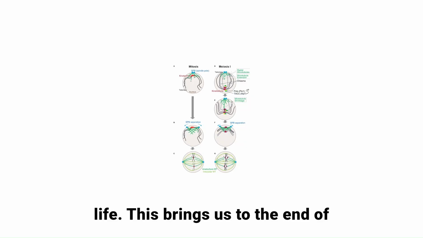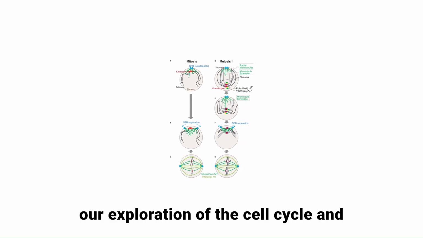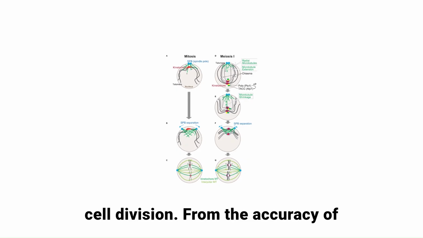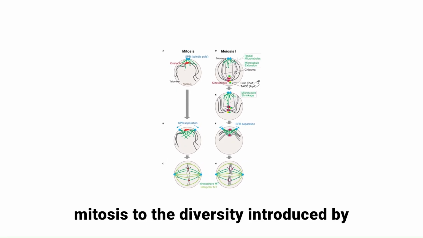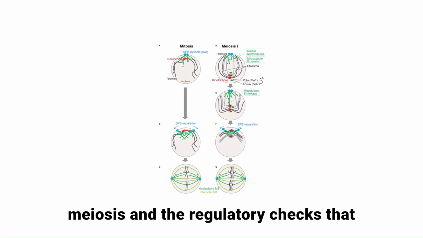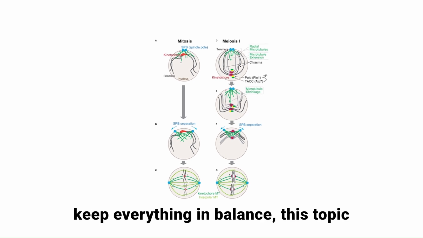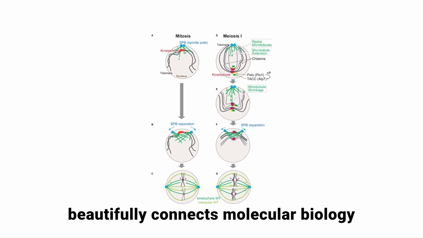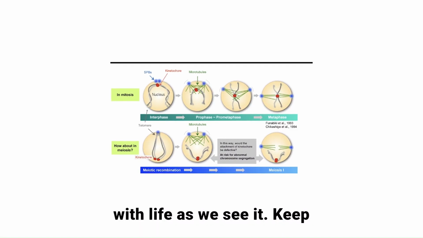This brings us to the end of our exploration of the cell cycle and cell division. From the accuracy of mitosis to the diversity introduced by meiosis, and the regulatory checks that keep everything in balance, this topic beautifully connects molecular biology with life as we see it.